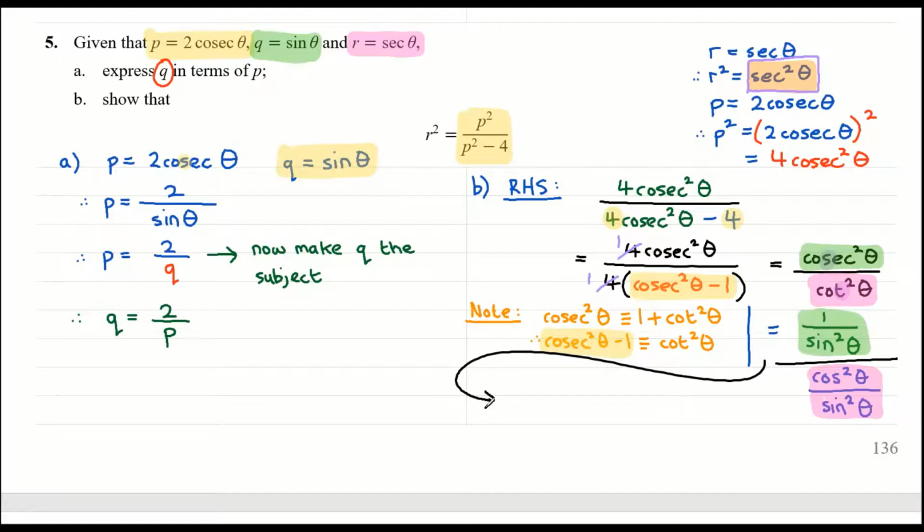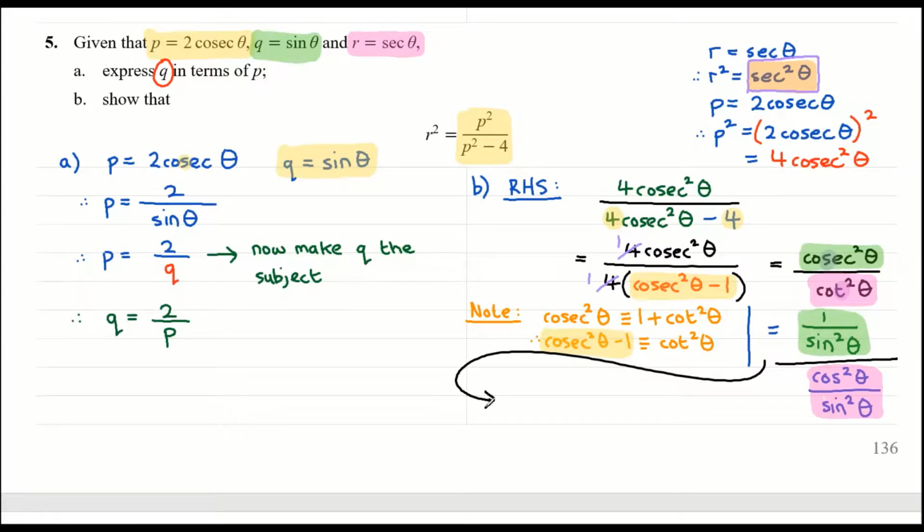Now you'll notice we have sine squared in the denominator of both of these. It depends how you want to interpret this. I like to clear the fractions by multiplying the numerator and the denominator of the larger fraction by the denominator of the fraction inside the fraction, if that makes sense. That way I can clear the sine squared.